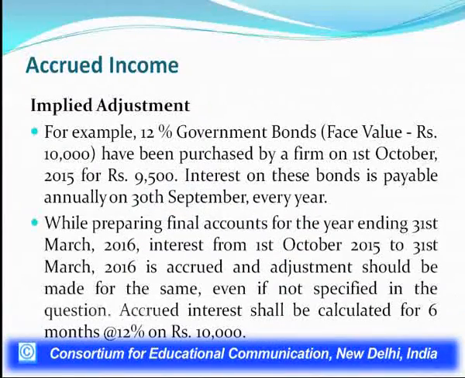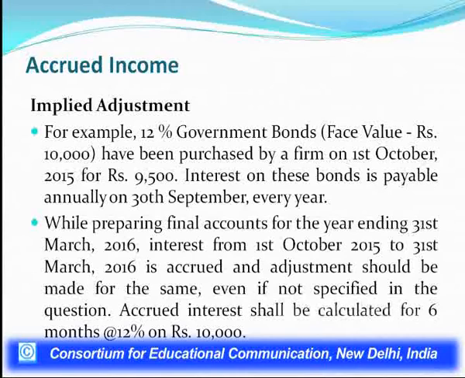Sometimes there may be implied adjustment for this accrued income also. I have given here one example. There are 12% government bonds, face value 10,000, purchased by a firm on 1st October 2015 for rupees 9,500. So 12% government bonds means the rate of interest on the bonds is 12%. The interest on the bonds is payable annually on 30th September every year.